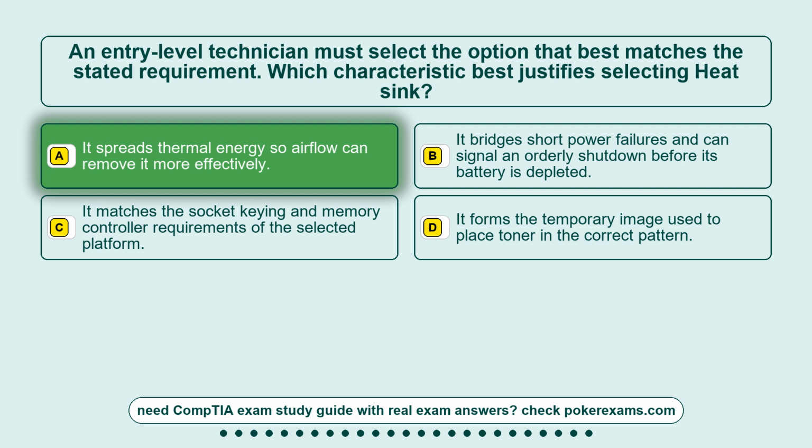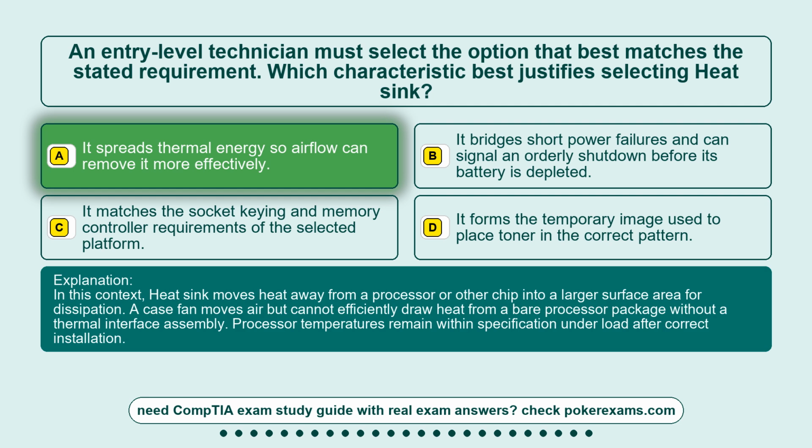The correct answer is option A. It spreads thermal energy so airflow can remove it more effectively. In this context, a heat sink moves heat away from a processor or other chip into a larger surface area for dissipation. A case fan moves air but cannot efficiently draw heat from a bare processor package without a thermal interface assembly. Processor temperatures remain within specification under load after correct installation.